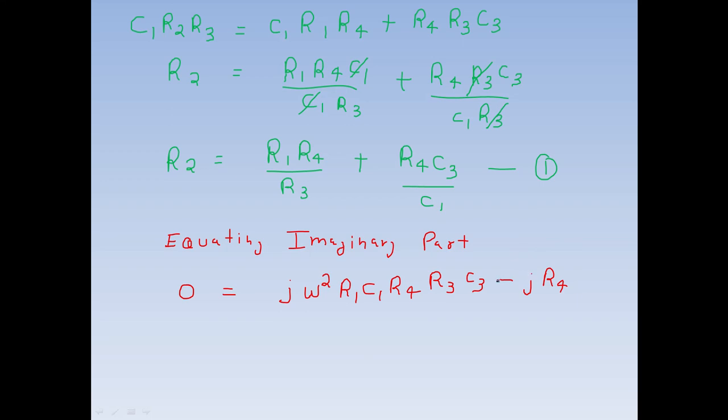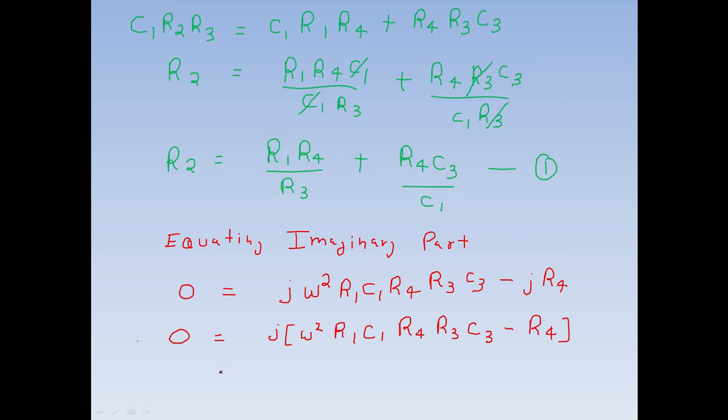Okay, now what you have to do, take out j as common. If we take j as common, then we get R4 R3 C3 minus R4. This j is equal to 0, so this j goes over here and the value is 0.